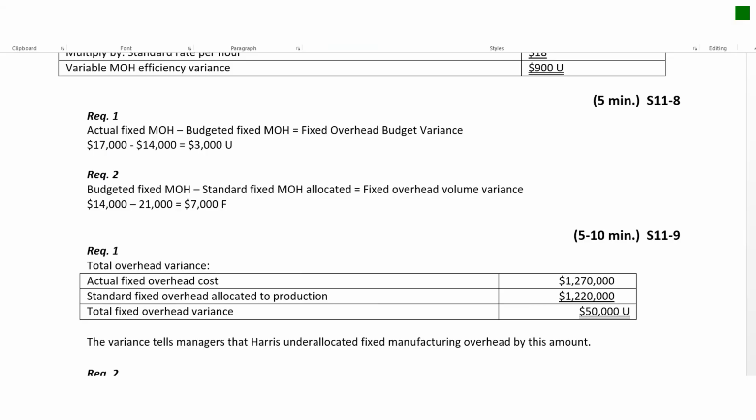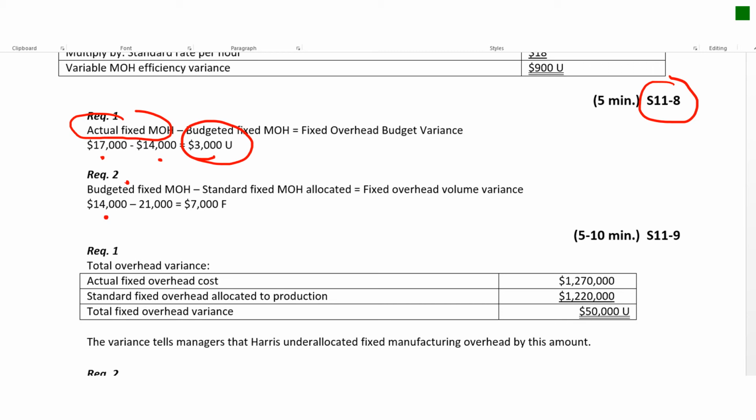So now, again, this is the solution for short exercise 11-8. The first one, to get the budget variance, all you do is compare the actual fixed overhead. They gave this to you at 17,000. The budgeted number, they gave that to you, which is 14. You spent more than the budget, 3,000. Unfavorable is your answer.